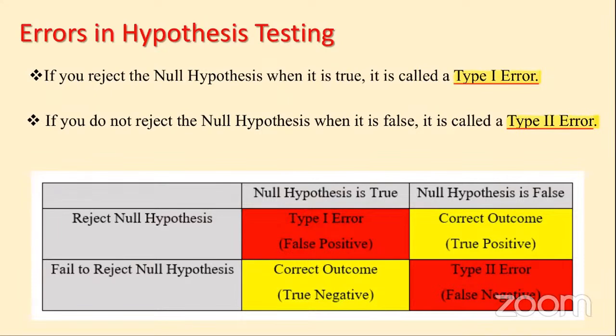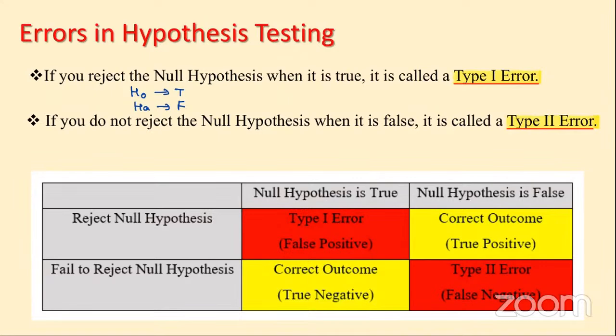For example, in type 1 error, if you reject the null hypothesis, look at the statement given. If you reject the null hypothesis when it is true, so you have the null hypothesis, let's write here, you have a null hypothesis, you have the alternative hypothesis. Say, for example, the null hypothesis is true and the alternative hypothesis is false. Suppose that is the case.